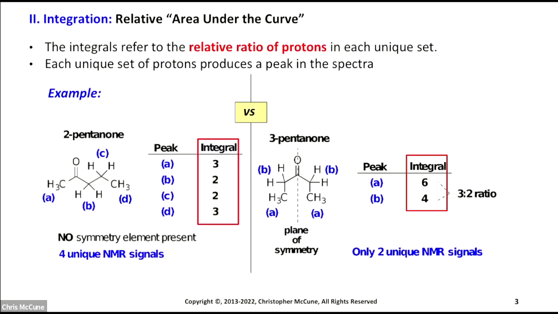All right, so I've got a couple of examples here, and these are going to be constitutional isomers of each other. I chose 2-pentanone and 3-pentanone just to show the concept. The integrals refer to the relative ratio of protons in each unique set. Each unique set of protons produces a peak in the spectra. So let's assume we had, and we'll do 2-pentanone first, peak A, or set of hydrogens A, set of hydrogens B, set of hydrogens C, and set of hydrogens D.